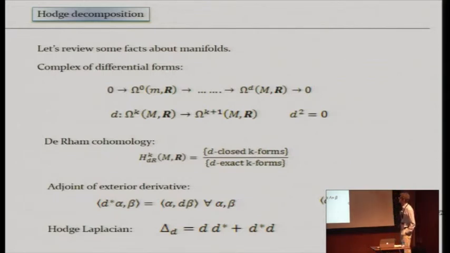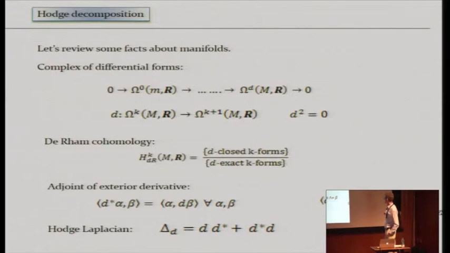Whenever you're in a situation like this, when you have a sequence of maps whose composition vanishes, you can define cohomology. In this case, it's called the de Rham cohomology of differential forms. So you just take the closed k forms and you mod out by the exact k forms. In other words, you impose an equivalence relation. Two closed k forms are said to be equivalent if they differ by an exact k form. And closed, I remind you, means that it's annihilated by d. It's in the kernel of this exterior derivative d. And exact means that it's in the image of the exterior derivative d.